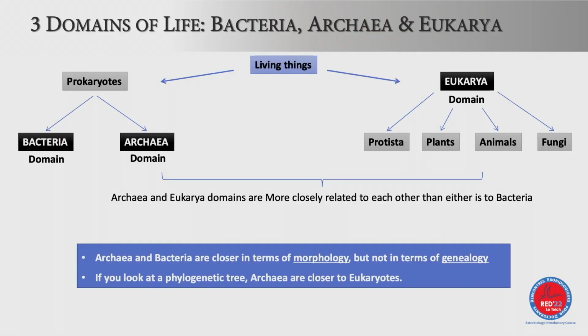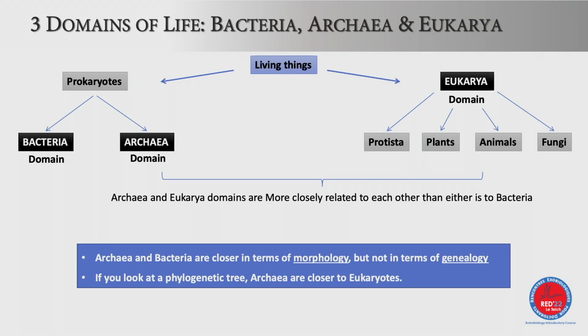And in the prokaryotes, we talk about bacteria and archaea. In the eukaryotes, we have different organisms: protista, plants and animals and fungi. And we know that even if archaea and bacteria look the same, they are not closely related genealogically speaking. Archaea are more closely related to eukaryotes.